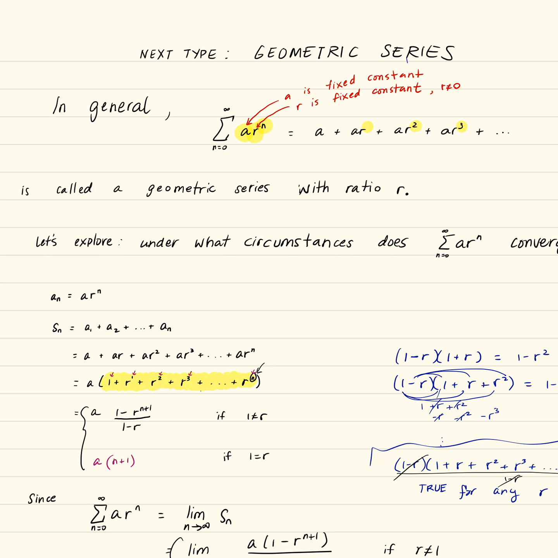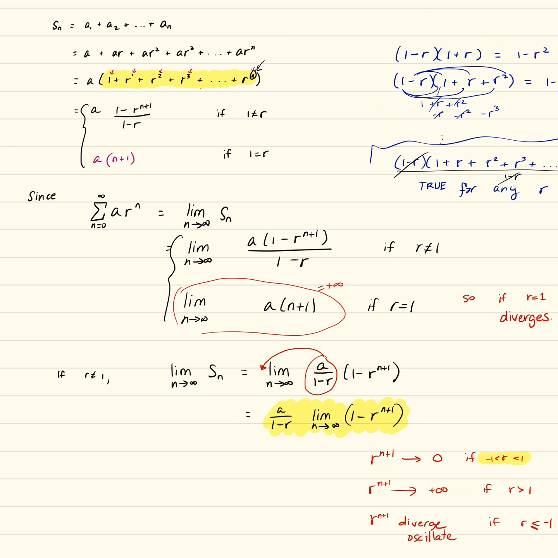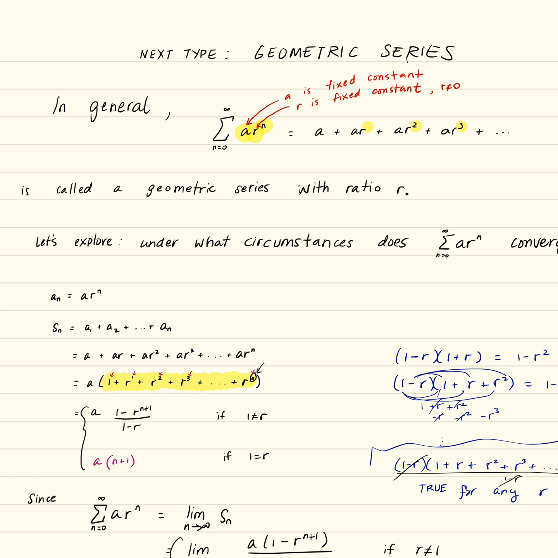Okay, so what I wanted to go over was this type of series, which is called a geometric series. Next type is geometric series. And in general, this is the general format for a geometric series.